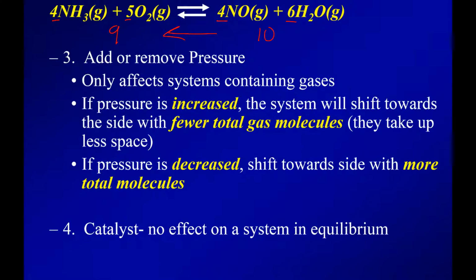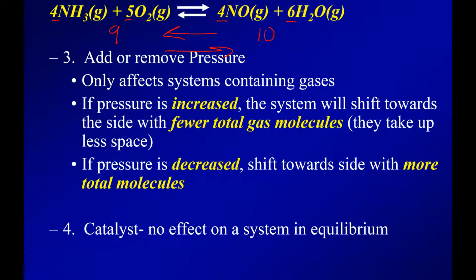What about if we did this then? If pressure is decreased, so we expand the container, it's going to shift toward the side with more total gas molecules. So a decrease in pressure in that case would shift to the right-hand side. So we're making more of the products in that case.